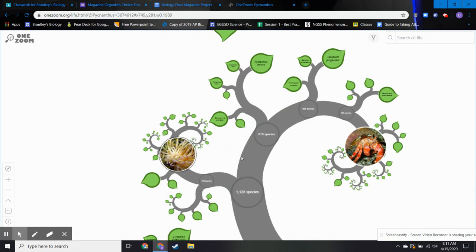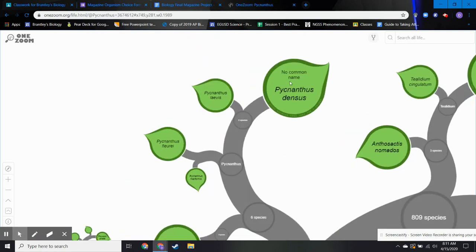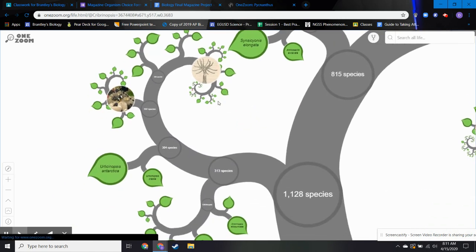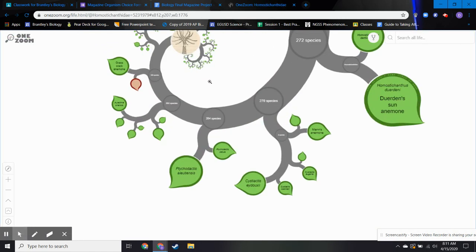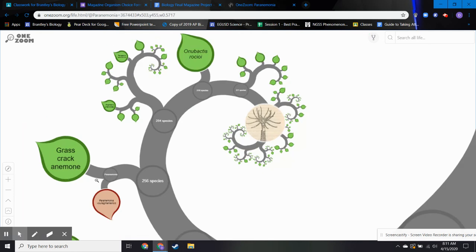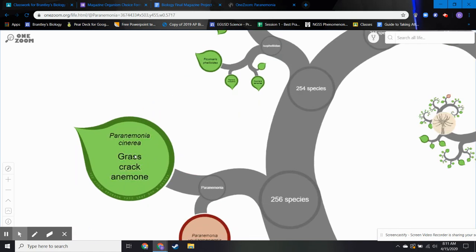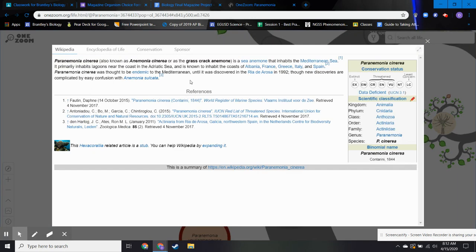And basically, if you find something you like, all of the species are on these leaves. Okay, so this is a good way to find both your common name and your Latin name. Some organisms don't have common names, so you can't pick those for your magazine. Okay, but many do, of course. So maybe you like the grass crack anemone. So you would just click it, and it takes you right to the Wikipedia page. Sometimes that Wikipedia page is pretty barren. It's pretty boring. There's not much on there.